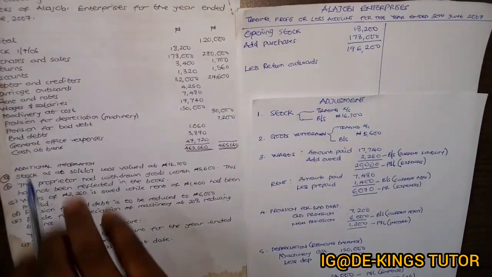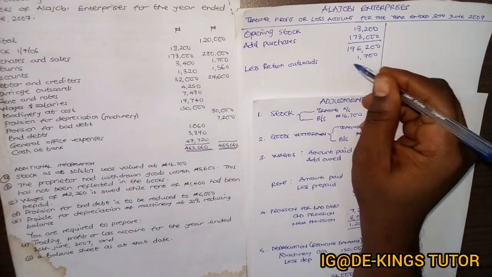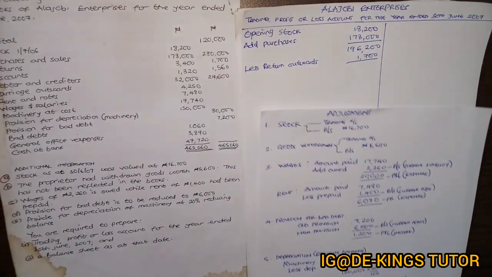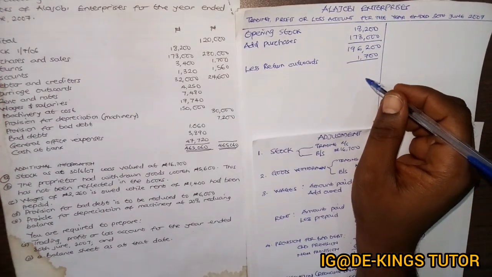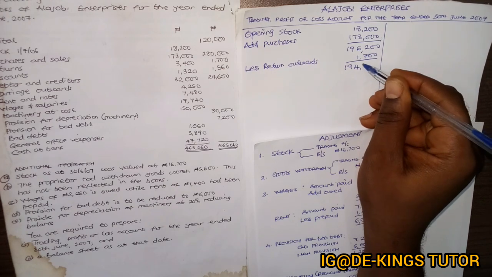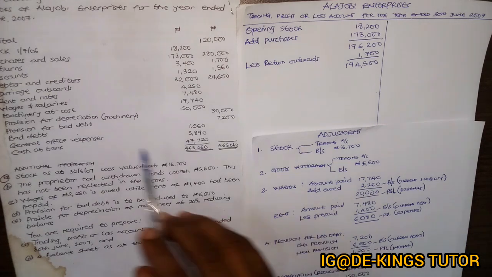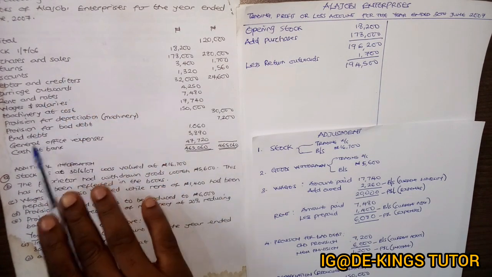Let's return outward. Okay, that's 17. So 196,200 minus 17 will give us 194,500. Okay, so if there is carriage inward, there is no carriage inward.